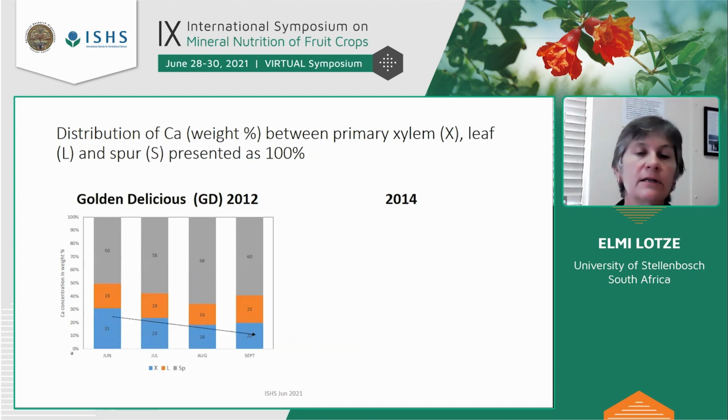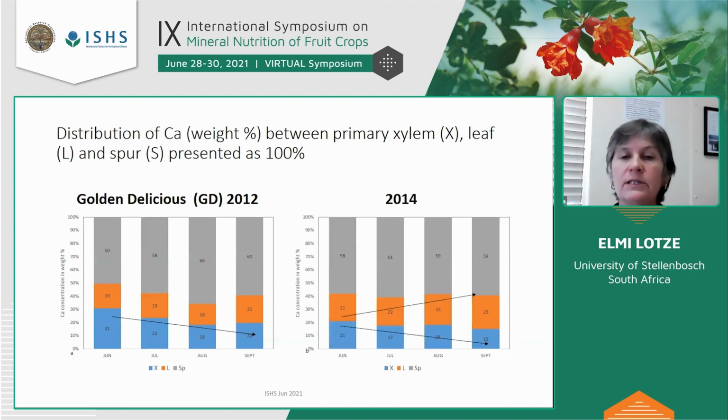Then looking at the Golden Delicious, also for 2012, again, we saw a calcium percentage of about 60% in the spurs, followed by the other 2 tissues. In this case, we only noticed a decline in the xylem concentration percentage from June to September.